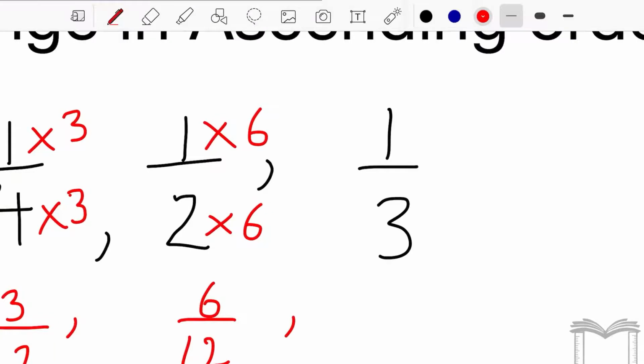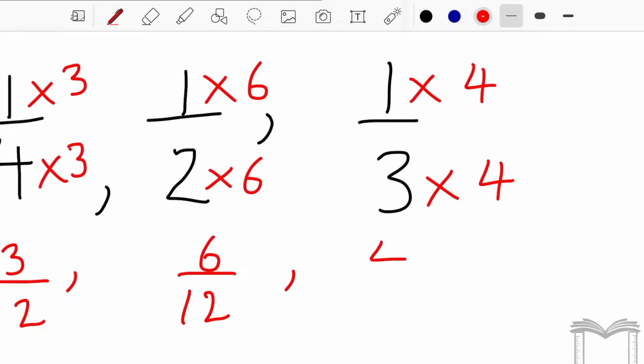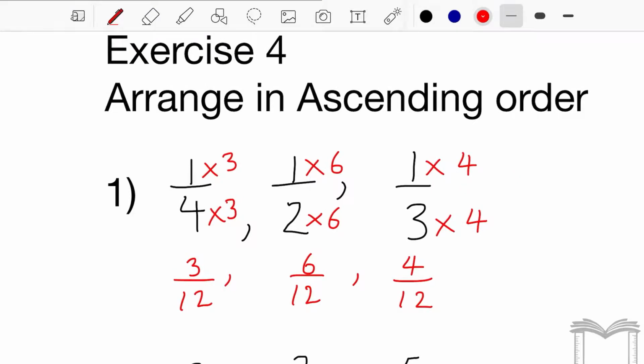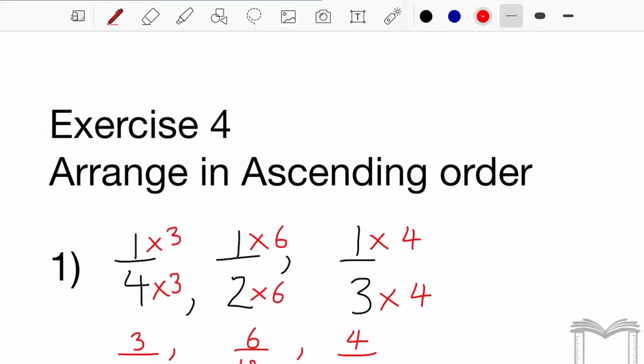And lastly, we know that if we are trying to get 12, then 3 times 4 is 12. And we must multiply the 1 by 4. So 1 times 4 is 4 over 3 times 4 is 12, which is the same fractions we got in the previous method, and then we can compare them and we'll get the same answer.